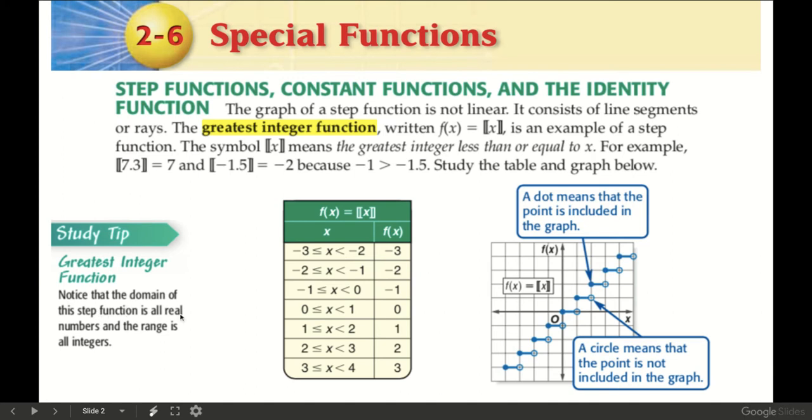One thing to notice is the domain of a step function is typically all real numbers. This could continue going left forever, and it would go to the right forever because I could input any x value in the positive direction or the negative direction. So my domain would be all real numbers. And the range is only the integers. If you notice, my y values are only ever going to be integers, like negative 1, 0, 1. There's nothing in between those integers for y values that exist in this function.